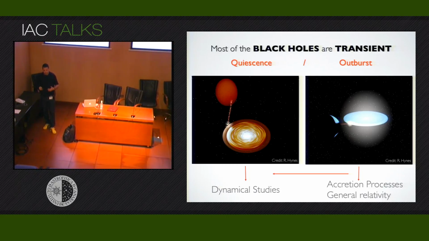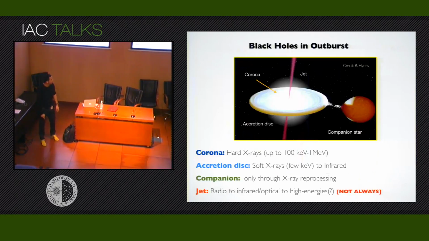Also, the gravitational potential very close to the black holes is huge, and the velocity of the matter in the inner parts of the accretion disk approaches the speed of light, so we can also study general relativity effects. From now on, I'm going to focus on this epoch when the sources are strong X-ray sources. So this can be a picture of a black hole in outburst.